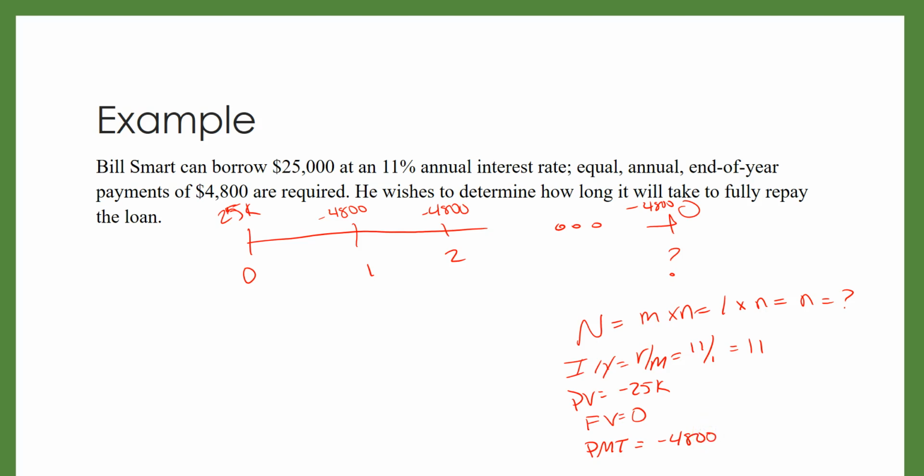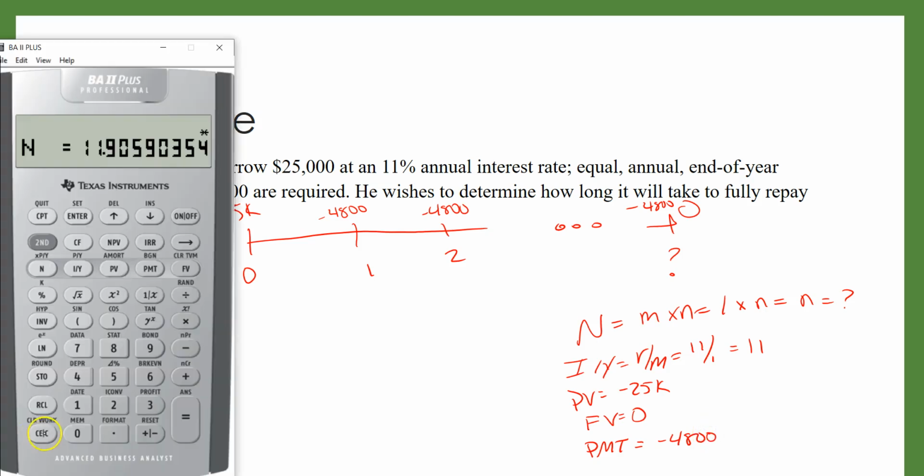So let's work this out on our financial calculator. The first thing I'm going to do is clear my time value of money. We have 11%. We've borrowed $25,000. We're going to make annual payments of $4,800. We're going to have a loan balance of 0. Let's compute time. So 8.15 periods. In this case, periods are years.